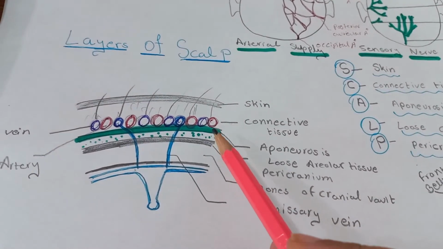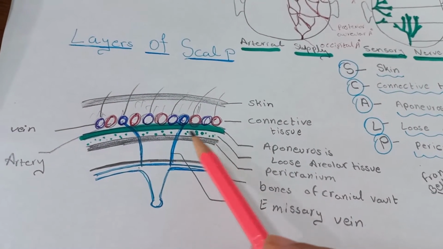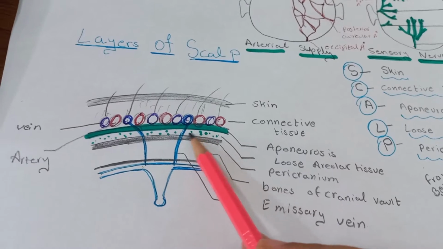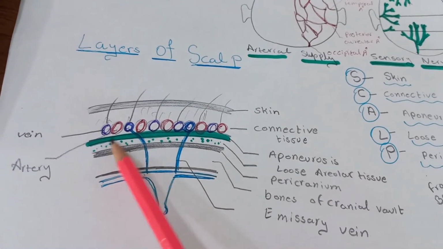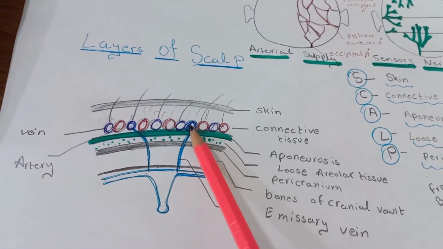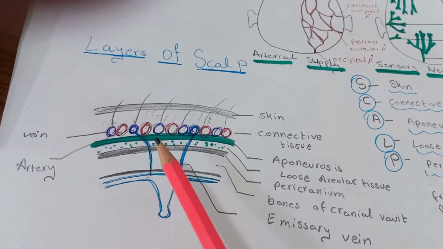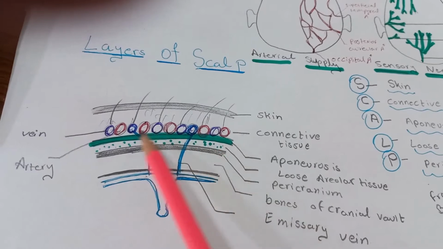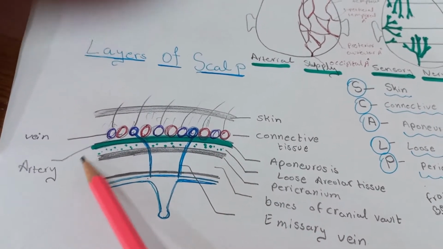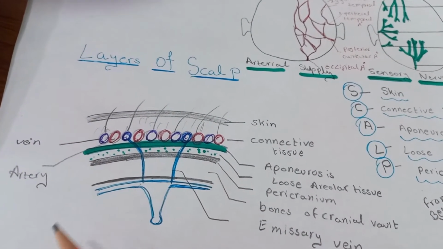The space below the aponeurosis is the subaponeurotic space. This space basically is limited in front and behind by the origin of the occipitofrontalis muscle, and this space extends laterally as far as the temporal fascia.